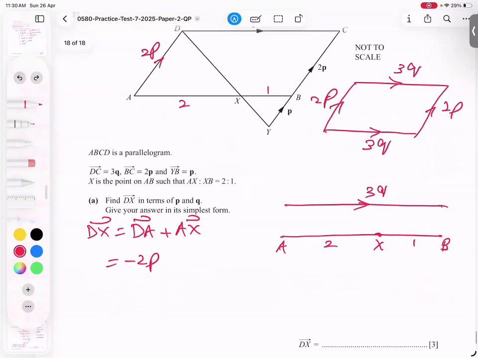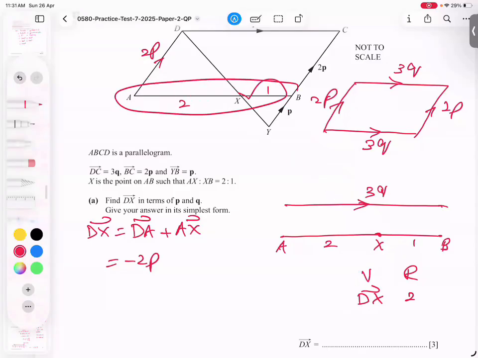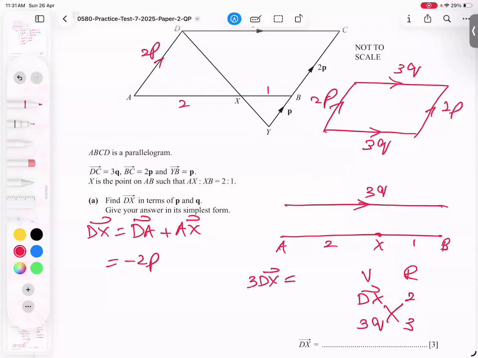But what do I have to do? I'm looking for AX. I'm writing here p for vector, r for ratio. I'm looking for DX. I'm writing here DX. And its vector ratio is 2. I'm writing here 2. And the full vector ratio is 2 plus 1, which is 3. And the full vector is AB, which is equal to 3q. I'm writing here 3q. Cross multiply. So 3 times DX is equal to 2 times this one. So I'm getting 6q. Divide by 3, and we get DX is equal to 2q.